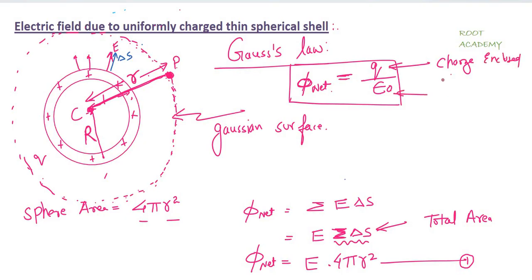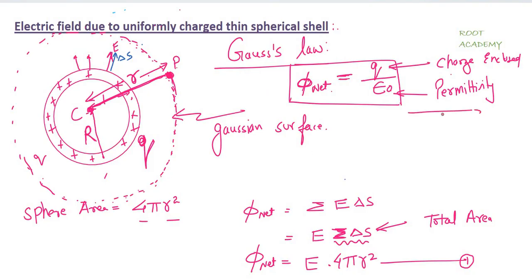Q is the charge enclosed, and epsilon naught is the permittivity of the medium. This is the flux. How much charge is enclosed in this surface? It is the charge on the given shell, and that charge given on the shell is Q. So the net charge enclosed is Q.